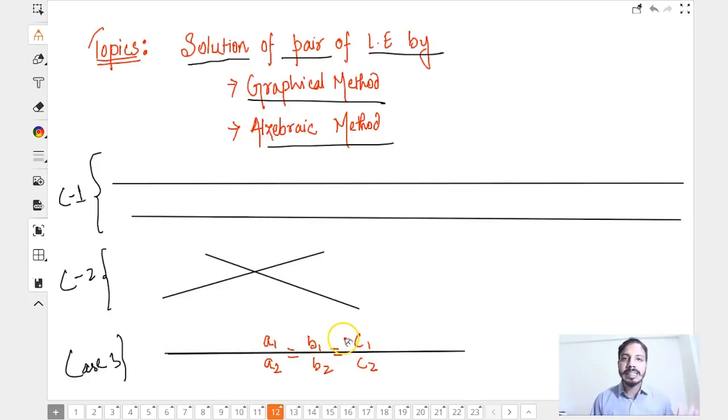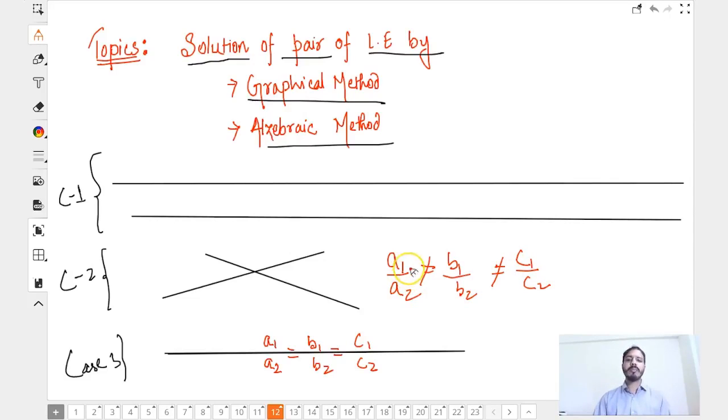That means there are infinite intersecting points. Whereas in the intersecting case, a1 by a2 will not be equal to b1 by b2. This may be equal, but then this is never equal. So here we will have one intersecting point. Now what about parallel lines? In parallel lines, a1 by a2 is equal to b1 by b2, but this is not equal to c1 by c2. That means I can have two parallel lines where only the constant c1 differs. The rest of the things will be the same.